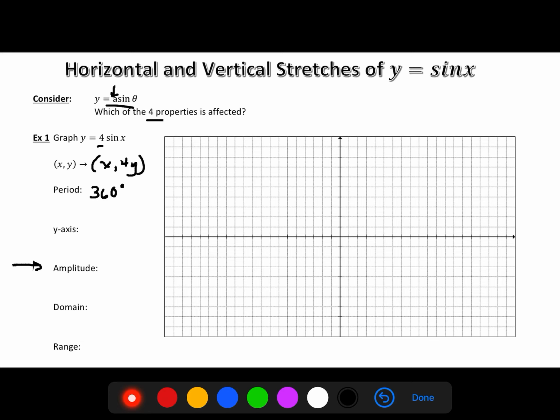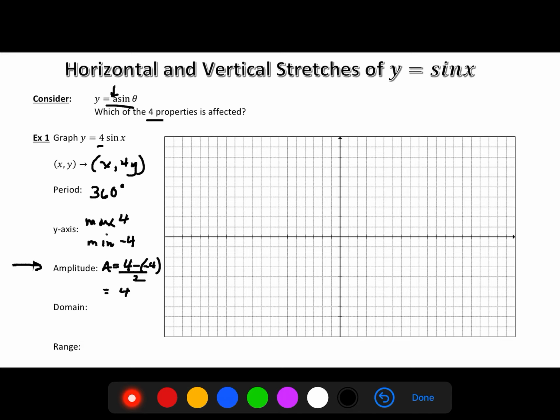Okay, so our period is not affected. Our period is still going to be 360 degrees. On our y-axis, we're going to go from a max now of 4 to a minimum of -4. Notice those have both been multiplied by 4. Our amplitude, where it was 1, now becomes max minus min divided by 2, which gives us 4. That makes sense because our graph is 4 times taller, and regular amplitude was 1, so it should be 4 now.